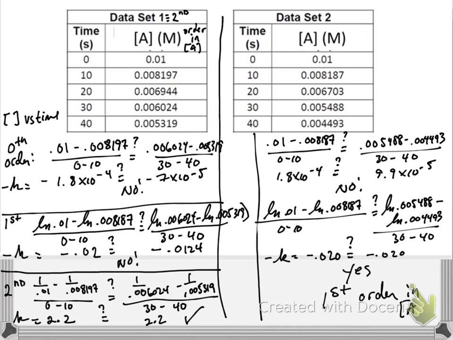Okay. So how does that help us? That helps us because when we go to the mechanisms now, we can assign second order behavior in A is data set 2. First order behavior is data set 1.